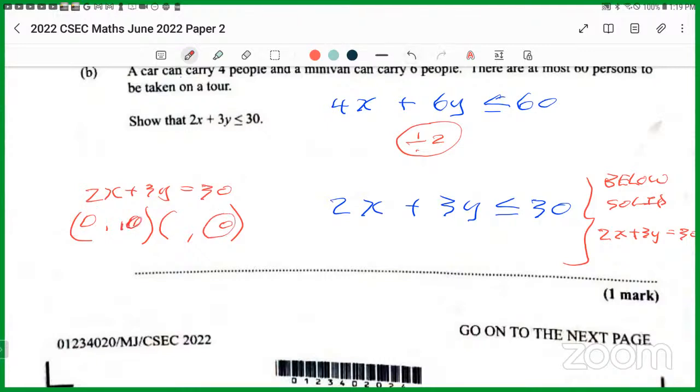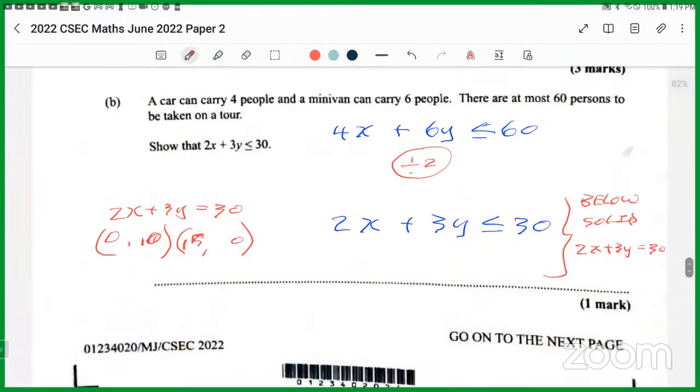For the other one where the y value is 0, put y equals 0. This is going to be gone. 3 times 0 is 0. You're going to be left with 2x equals 30. If 2x equals 30, then x equals 15. So 15. So this one is on the y-axis, that one is on the x-axis. So you pass through 0, 10, and 15, 0.